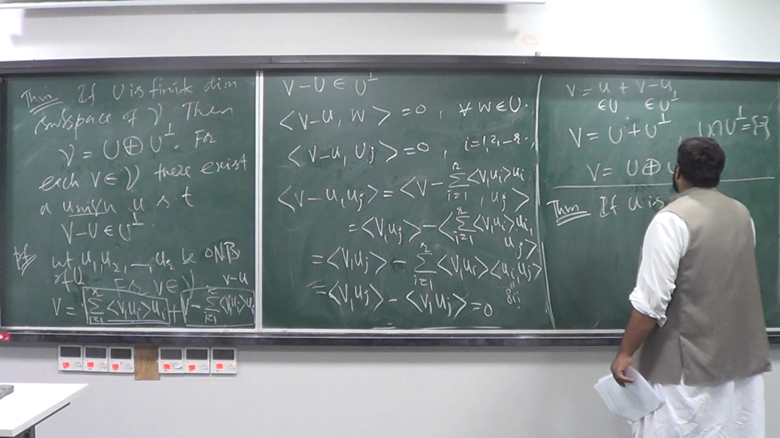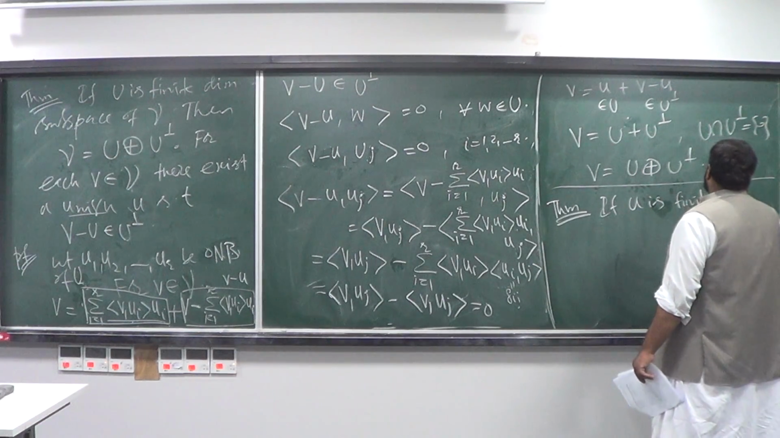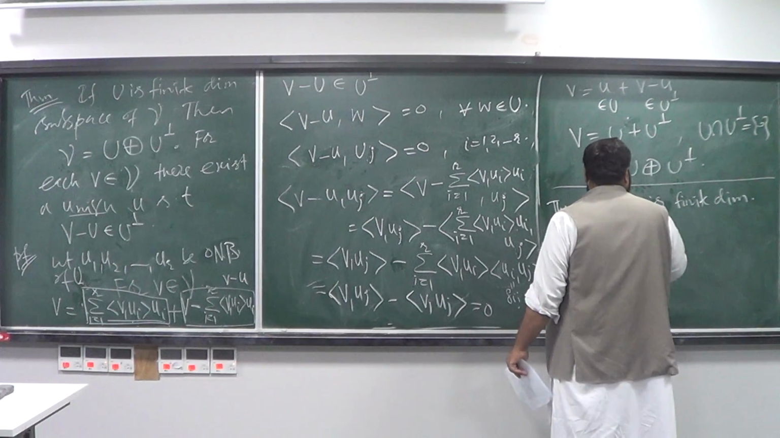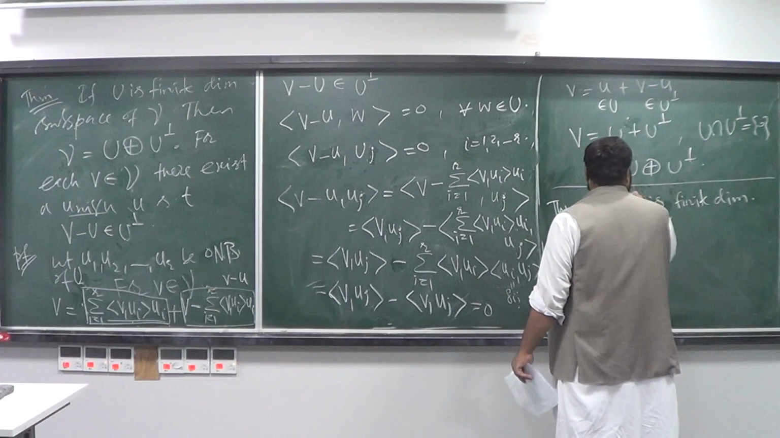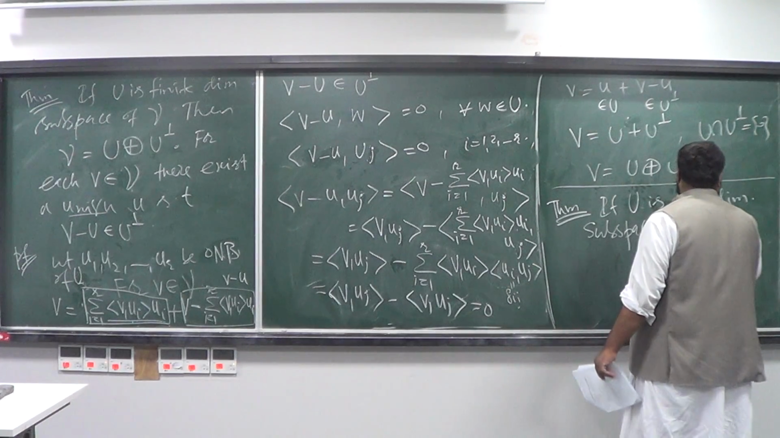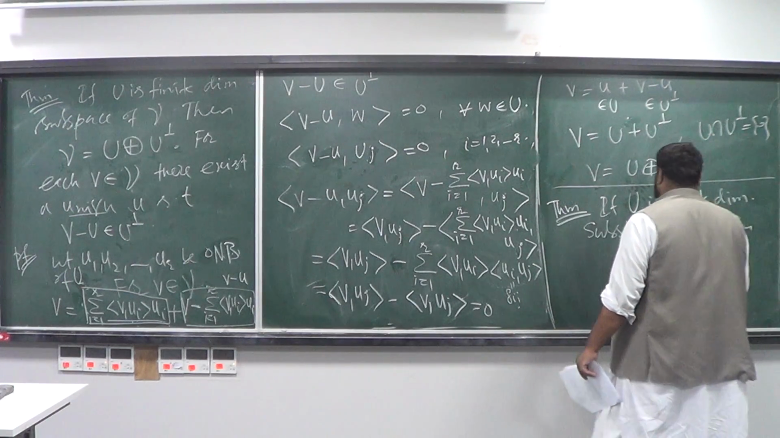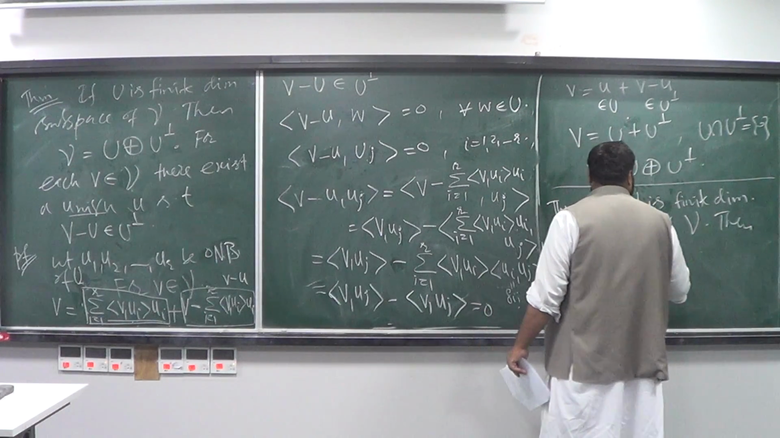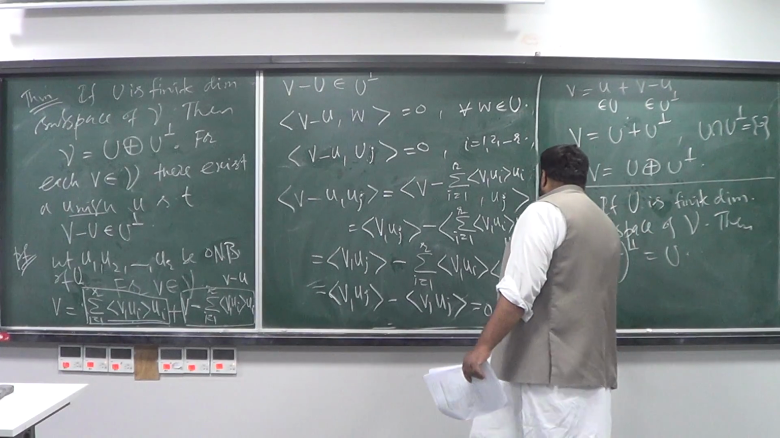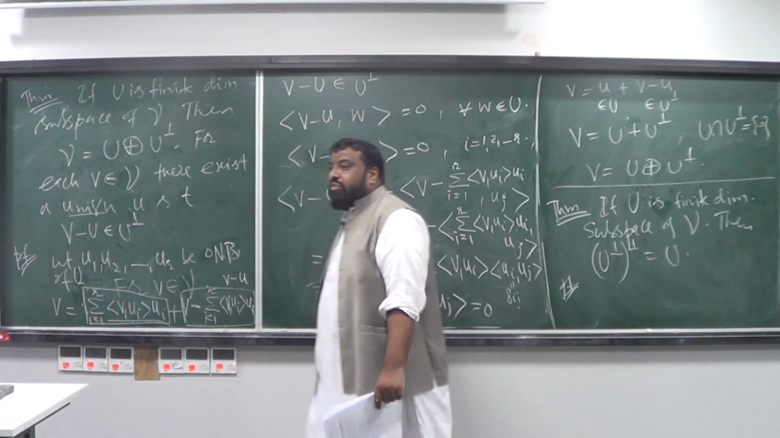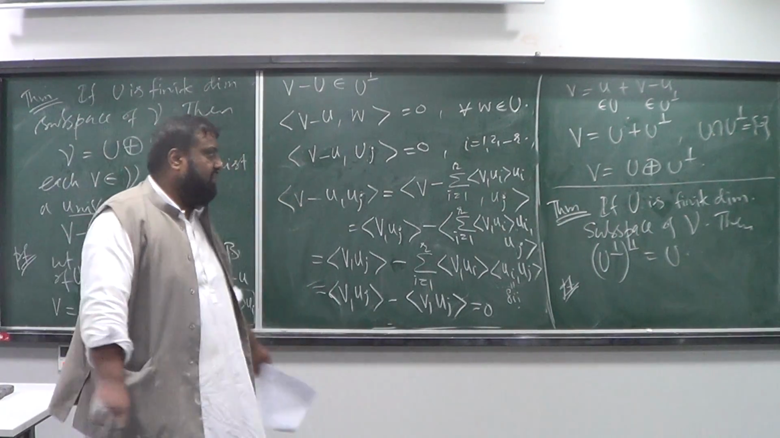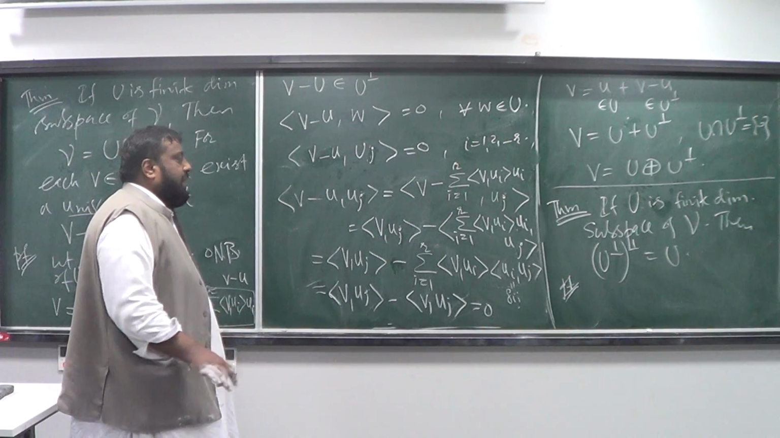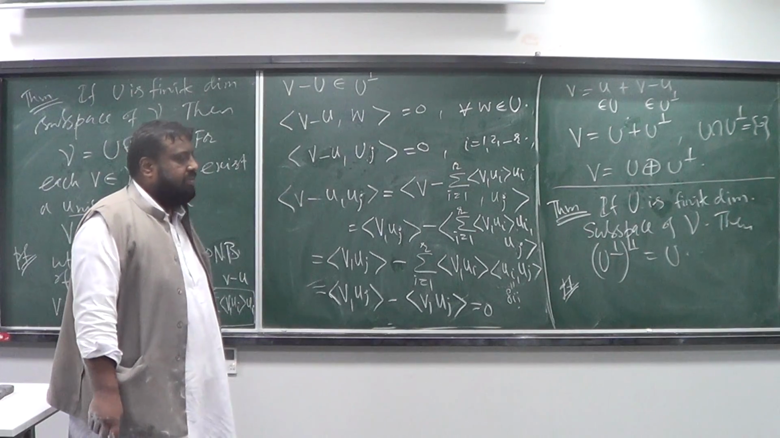If U is a finite-dimensional subspace of V, then the perp of U perp is equal to U. In other words, if you take a subspace U of the inner product space V, then the perp of the perp is equal to U.